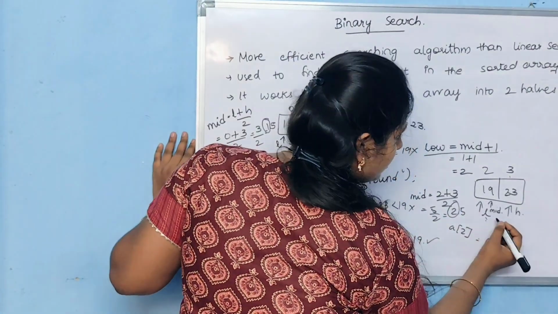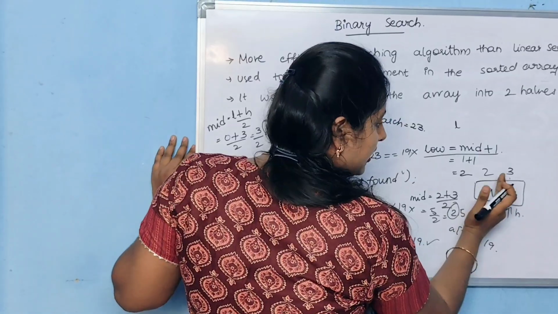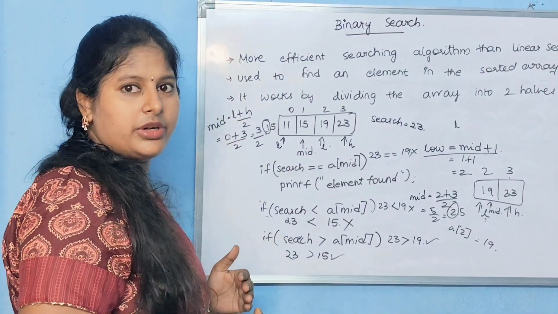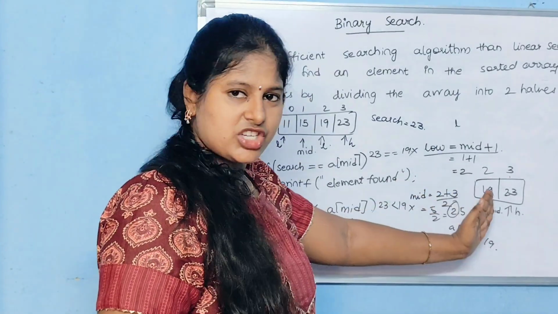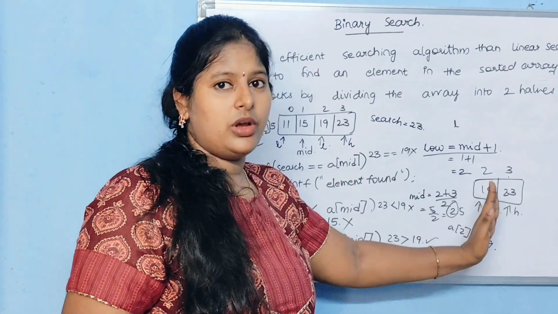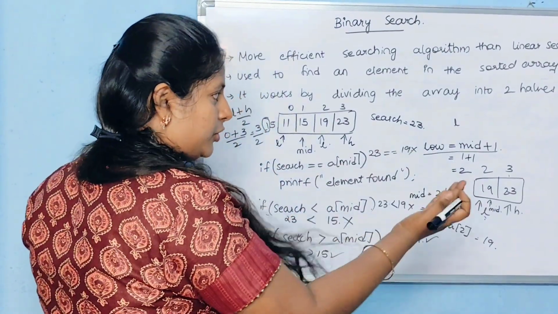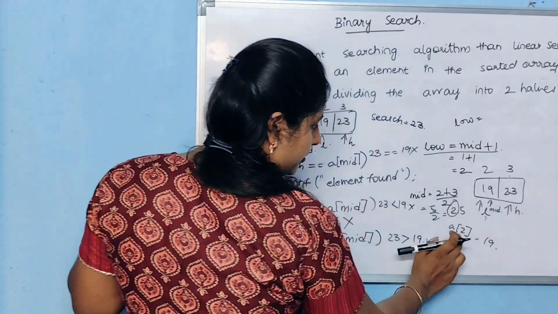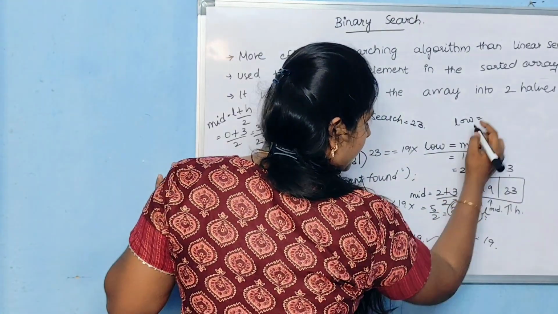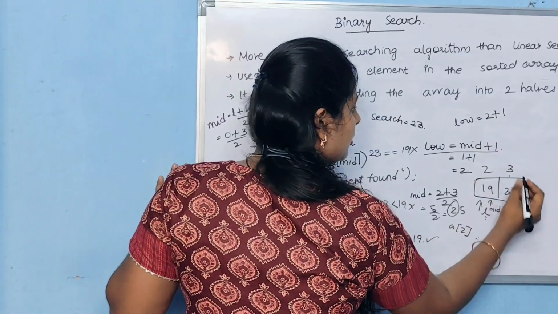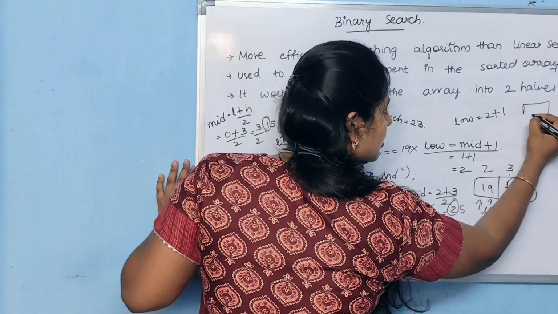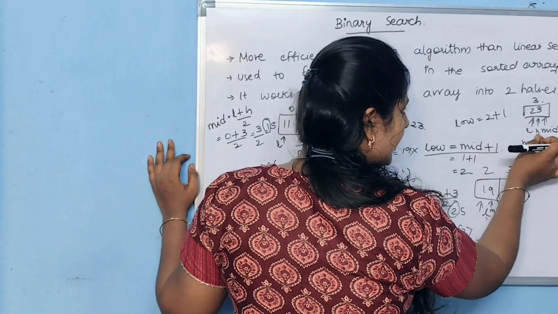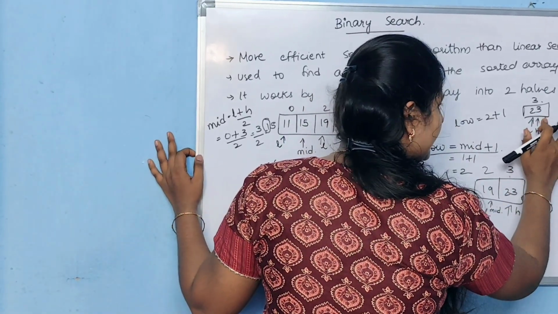This is my low. So here you found that my element is not found at the mid position, so you need not check it. But that is only the low element, so now you have to go to the next position. Now low equals, what is my mid right now? 2. 2 plus 1 is my low. So there is only one element, 23. Low is 3, high is 3 and mid is 3.